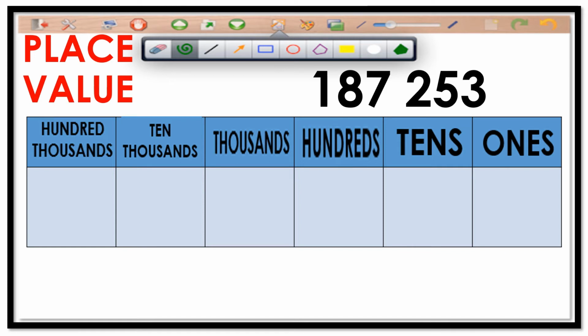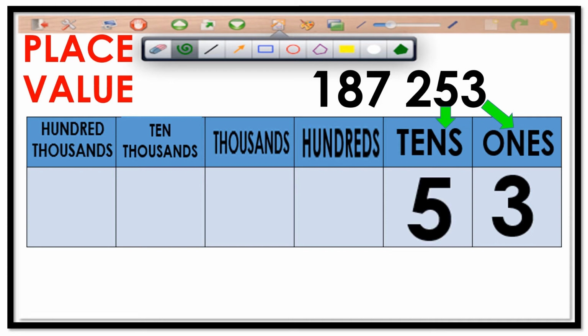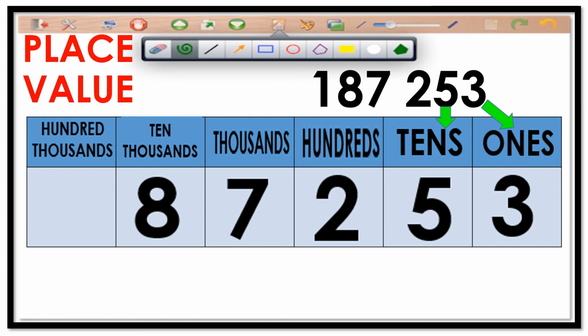Sa case natin, 3 ang nasa kanan, so si 3 ay mapupunta sa ones place value kasi siyang nasa kanan. So ano kayang digit ang tens place value? So 5 kasi yun ang kasunod. Ano ang digit na nasa hundreds place value? 2. How about thousands place value? 7. 10,000s is 8 and then the 100,000s is 1.